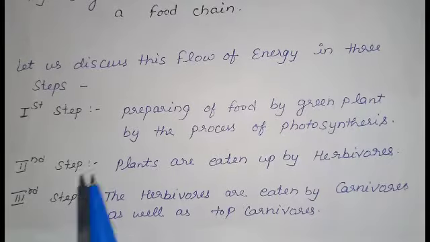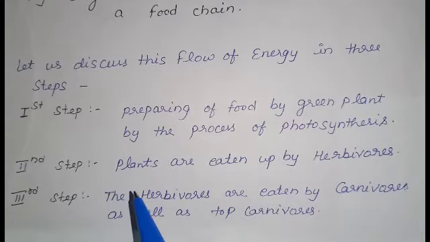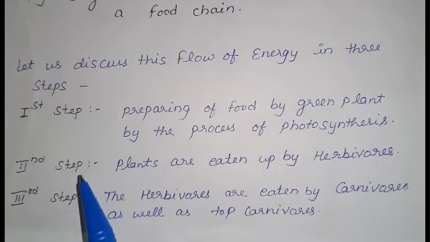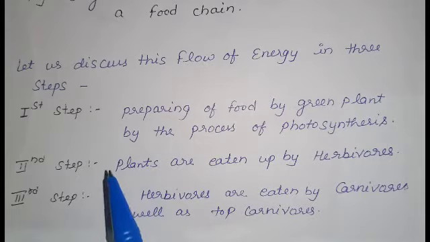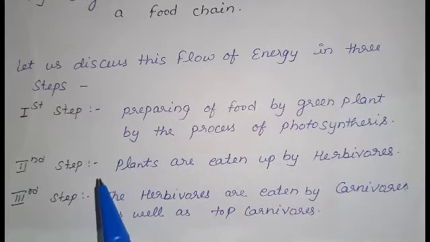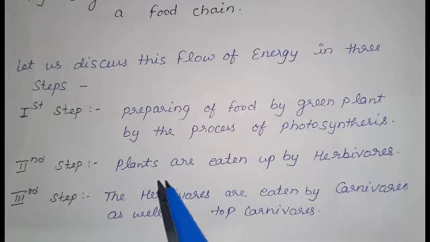In the second step, the plants are eaten by the herbivores. The chemical energy stored in the plant food is transferred with food to the herbivores. The herbivores utilize this energy for their various metabolic activities like respiration and also for their growth. Some of the energy, however, remains unutilized and is released by the herbivores as heat energy to the environment.